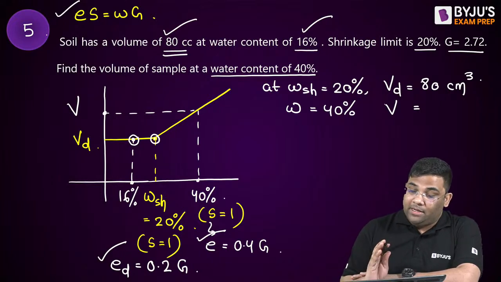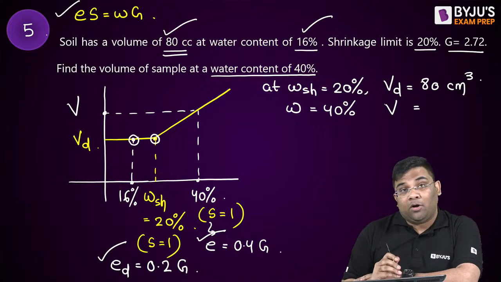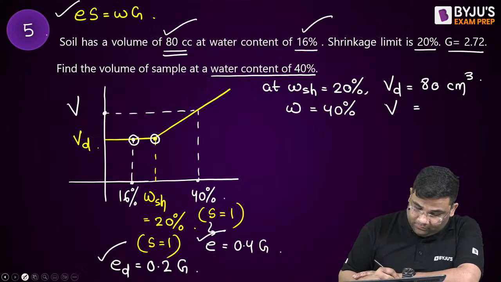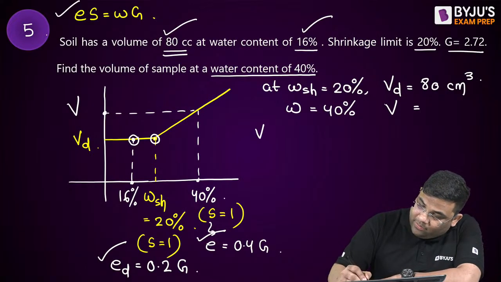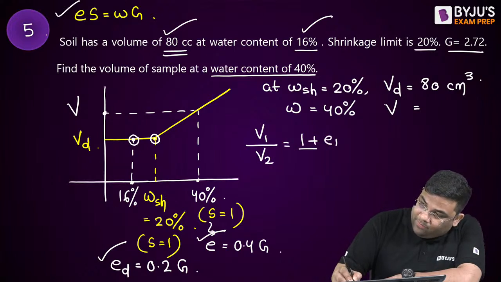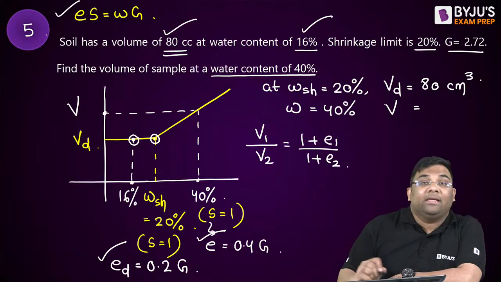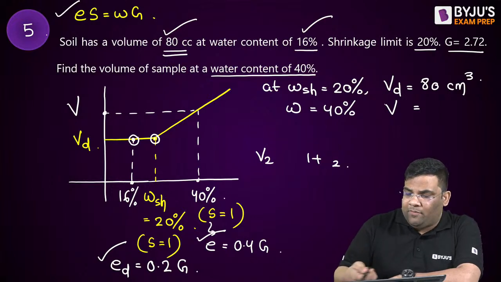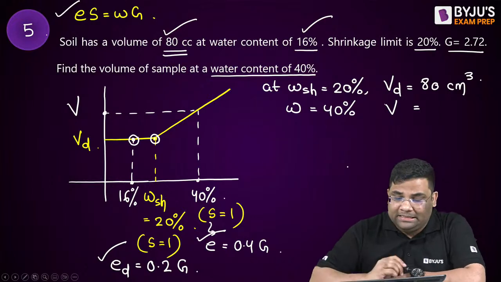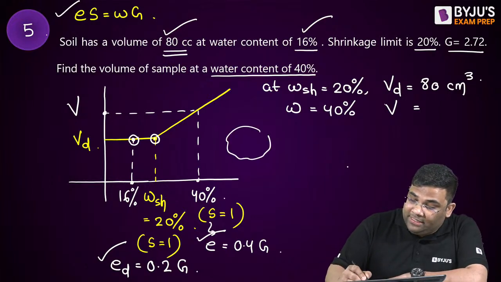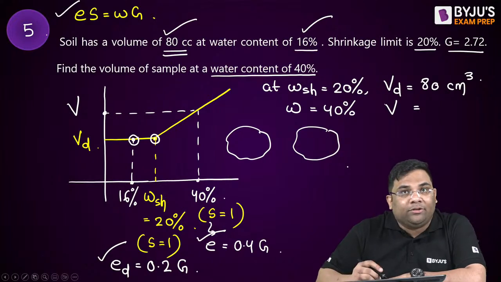Very good. Now, we know this formula. Which formula? V1 by V2 is equal to what? 1 plus E1 by 1 plus E2. Yes. Why? From where did we get this relationship? Very easy. You see, we have two conditions of volumes and different void ratios.